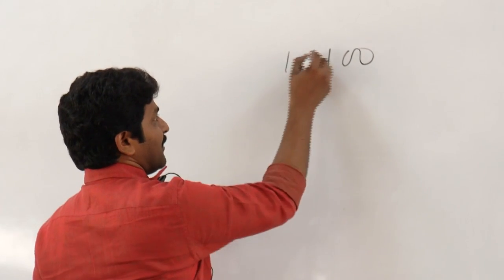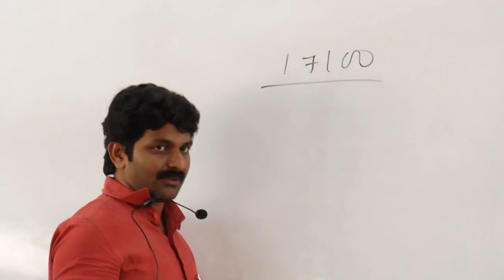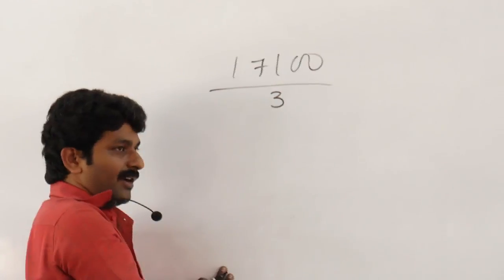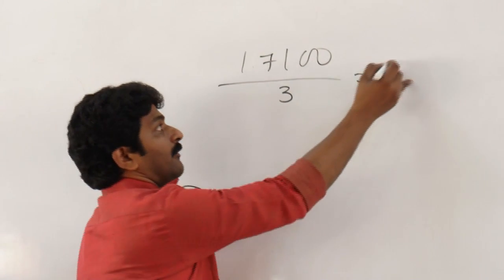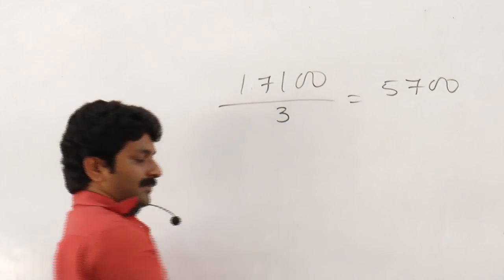Sorry, 17,100, 15,000 plus 2,100. Average rate, so divided by 3. 5,700.